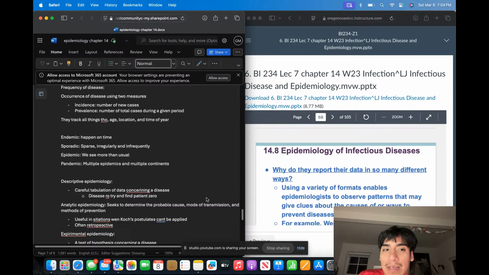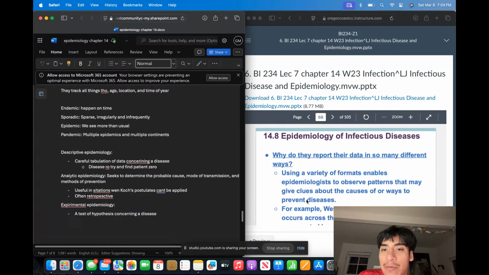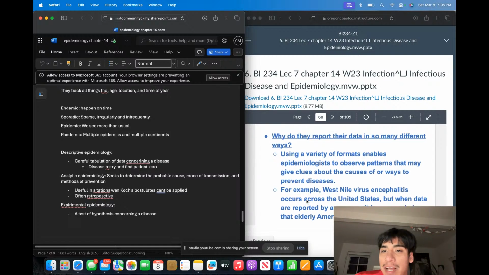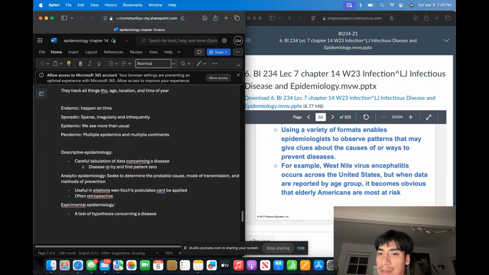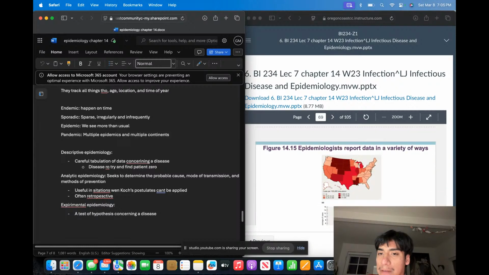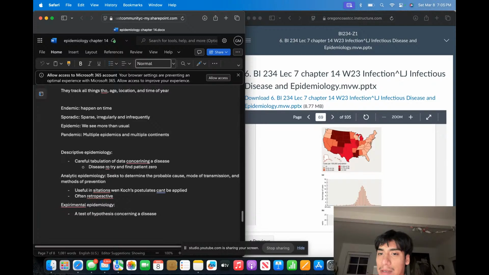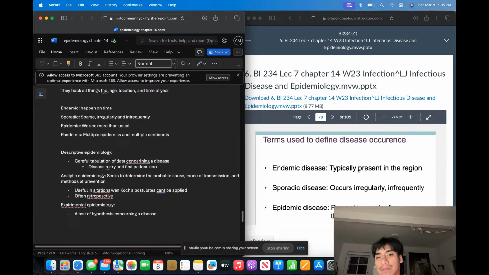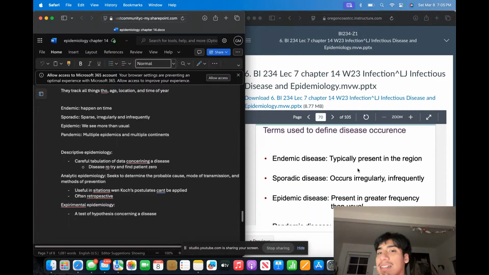It's pretty smart. So why do they report their data in so many different ways? Using a variety of formats enables epidemiologists to observe patterns that may give clues to the cause. So basically, epidemiologists take tons of notes and do lots of charts. Here's age group, here's month, and here's location. So it really tracks down the disease.